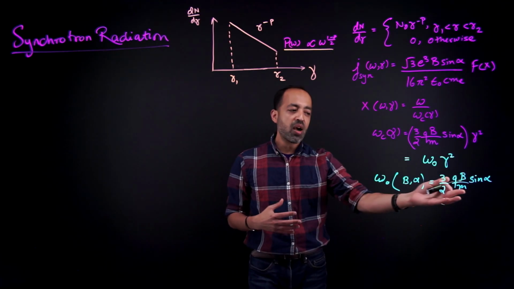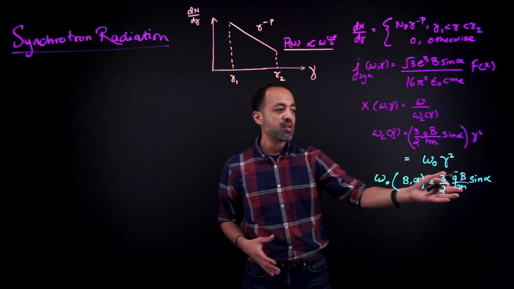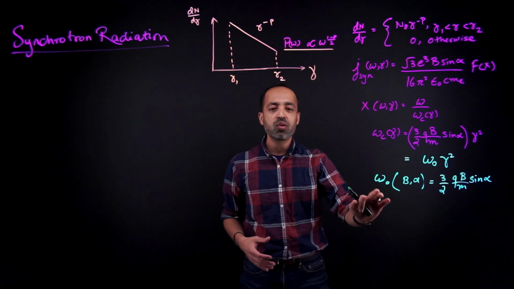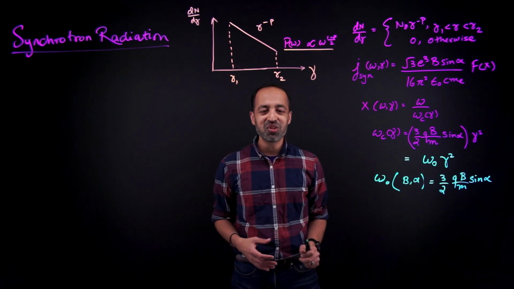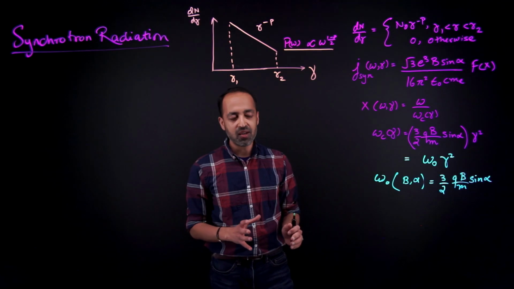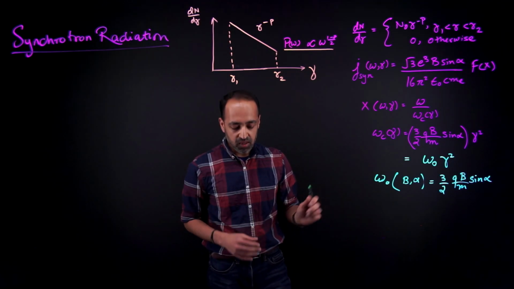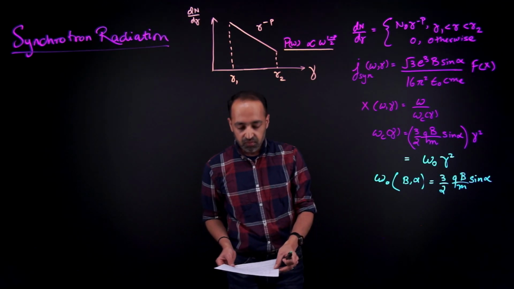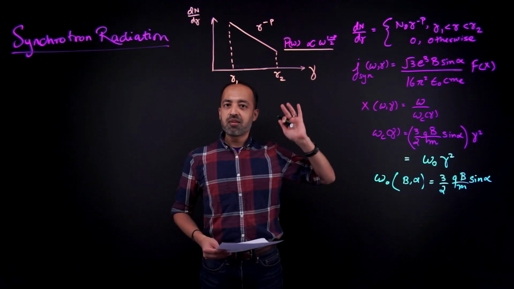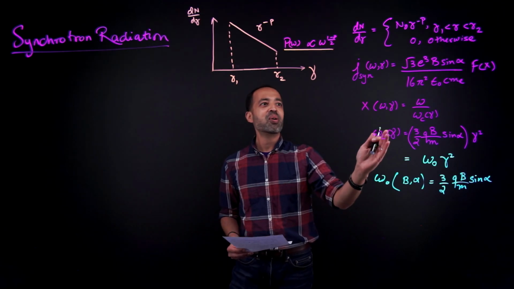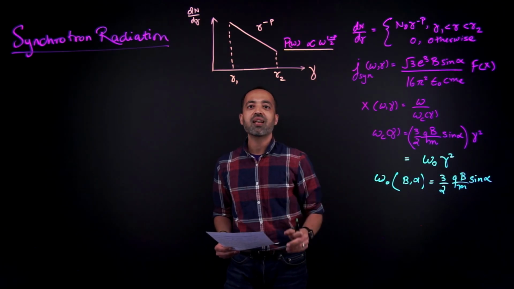Later on, we're going to have to break this omega naught apart when we start integrating over pitch angles, and then you're going to have to remember that this omega naught depends upon this pitch angle. But for now, the pitch angle is not relevant. We're going to absorb that into this omega naught. Okay, so let us do this mathematically, rigorously, and show that the synchrotron spectrum actually is a power law.